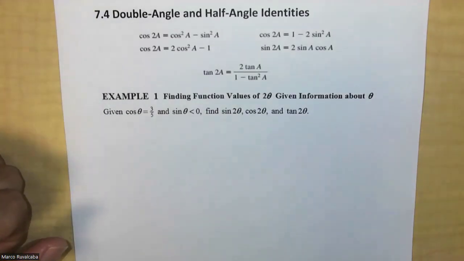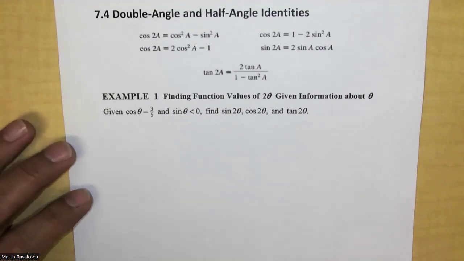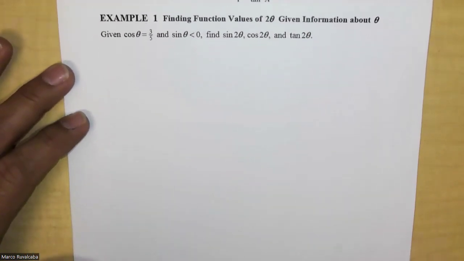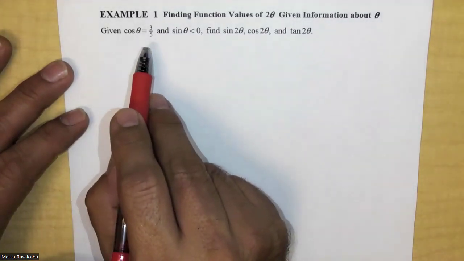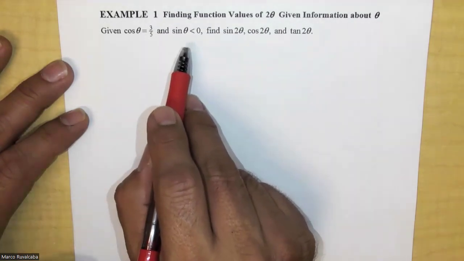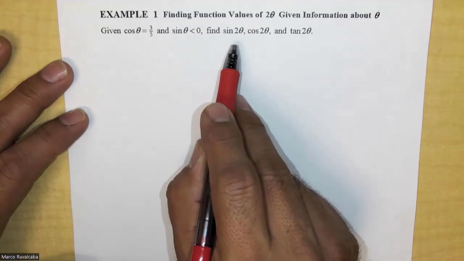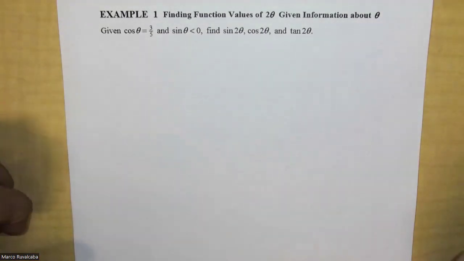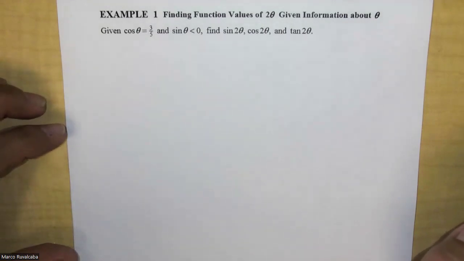Let's look at this example. We're going to use a double angle identity first. If we are given a function value, like the cosine of theta is 3/5, and we're told the sine of theta is negative, we want to find the double angles: sine 2 theta, cosine 2 theta, and tangent 2 theta. So if cosine theta is 3/5, but sine is negative, right?